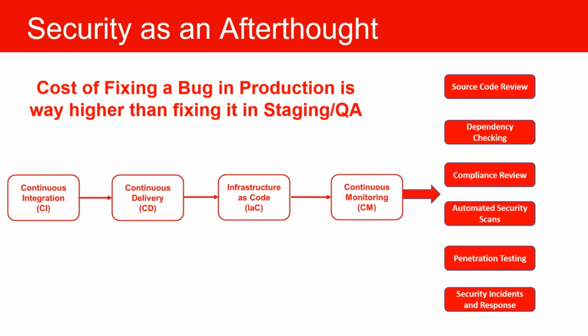Generally, what organizations do is, once the application is running fine in production, that's when people realize that they need to perform security testing. And what are the things that we perform under the umbrella of security testing? We perform source code reviews, we do dependency checking to check if there are any vulnerable dependencies in our application or not. We perform compliance reviews, automated security scans, penetration testing, and we also look at security incidents and responses, right?